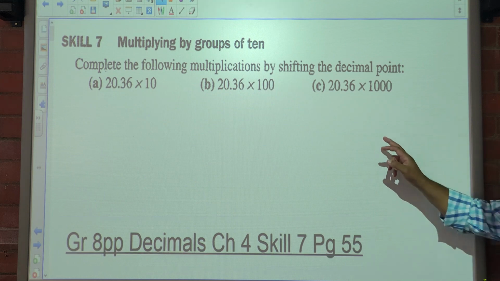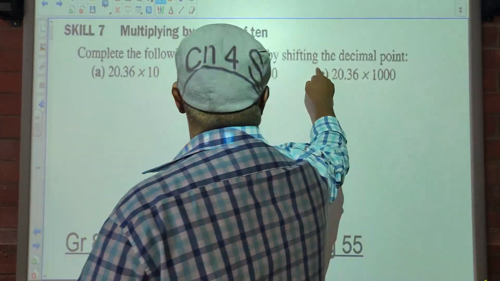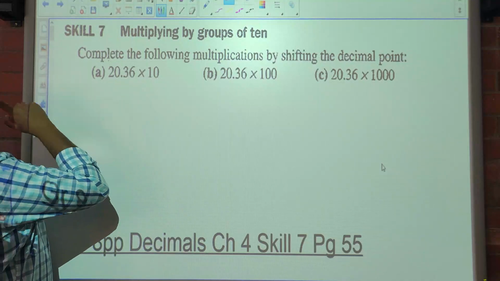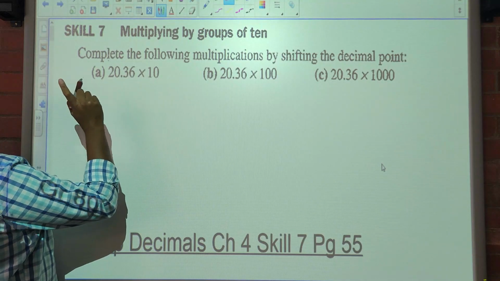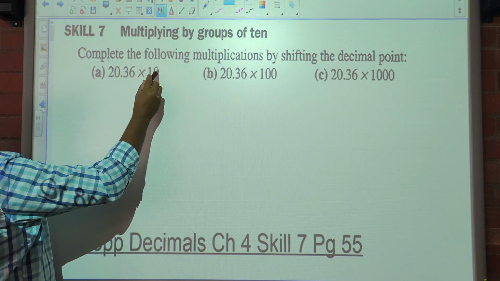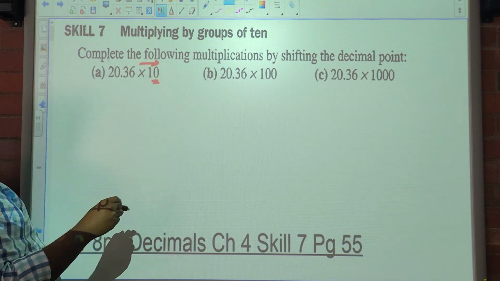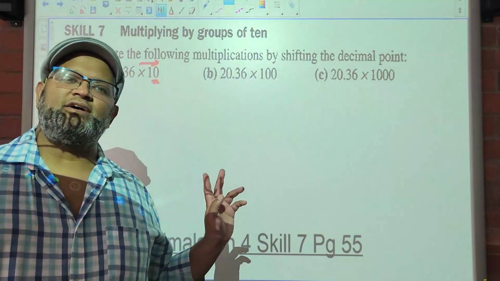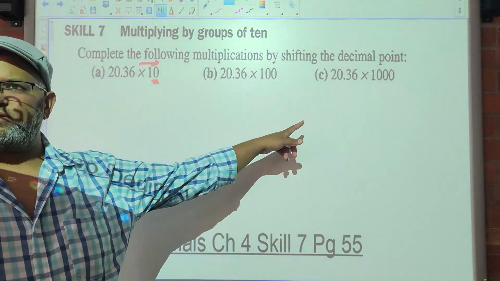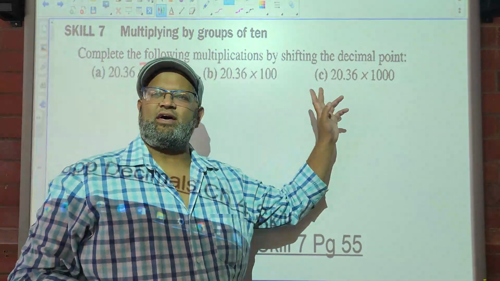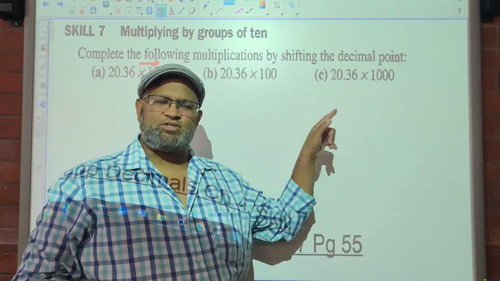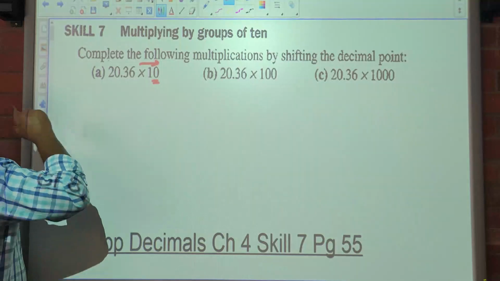Okay, so complete the following multiplications by shifting the decimal. So if you multiply by the number 10, I move the decimal 1 unit to the right. Okay, if I multiply it by 100, I move it 2 units to the right. Not so. If I multiply by 1,000, I move it 3 units to the right. Okay, so you're always going to the right direction.